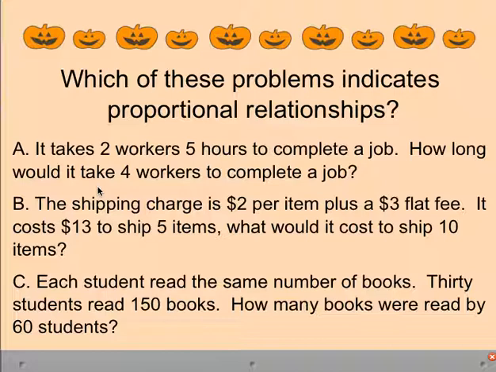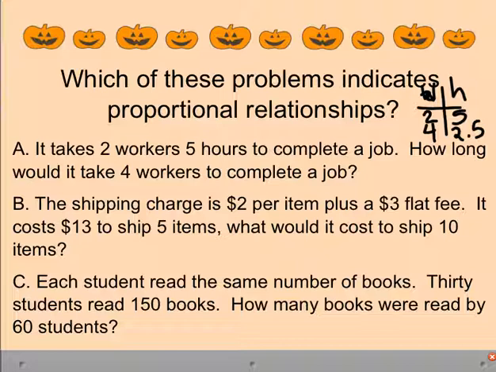A. It takes 2 workers 5 hours to complete a job. How long would it take 4 workers to complete a job? Well, if we made a table of this, workers and hours, 2 workers is 5 hours. 4 workers, well, if we have 4 workers completing the same job, it's not going to take longer. It's not going to take 10 hours. It's going to take half the time because we have 2 times the workers. It's actually going to take 2.5 hours to do the job instead of 5.